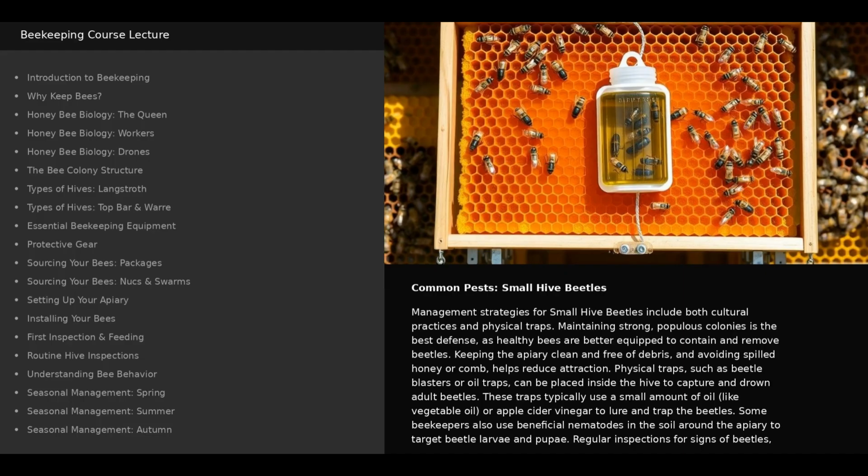These traps typically use a small amount of oil, like vegetable oil or apple cider vinegar, to lure and trap the beetles. Some beekeepers also use beneficial nematodes in the soil around the apiary to target beetle larvae and pupae. Regular inspections for signs of beetles, larvae, or the telltale slimy comb are essential. A multifaceted approach, focusing on hive strength and targeted trapping, is key to managing small hive beetles and preventing them from becoming a devastating problem in your apiary.